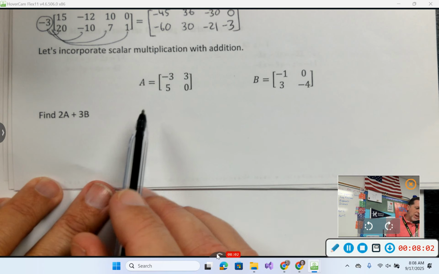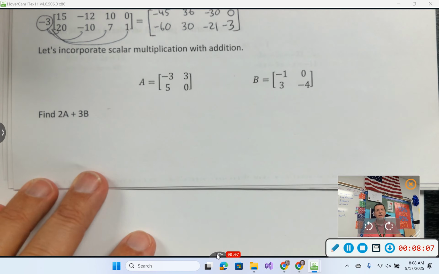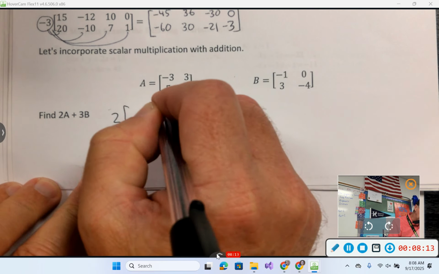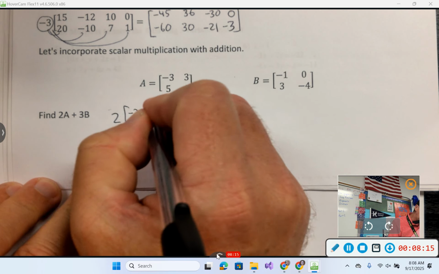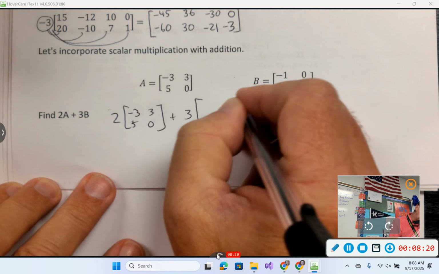2a plus 3b. So let's see, if I want 2a plus 3b, I think I need to show some steps on this one, because that's a lot of work in my head. In fact, I'm going to write out 2a plus 3b.